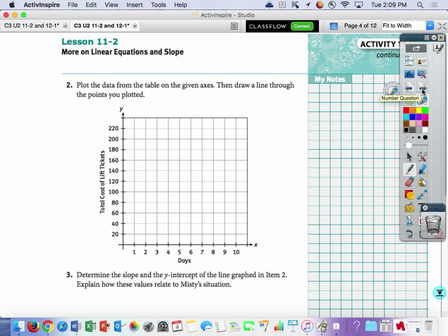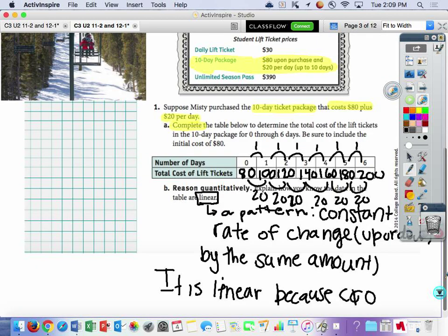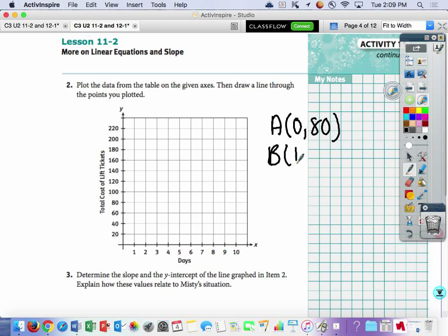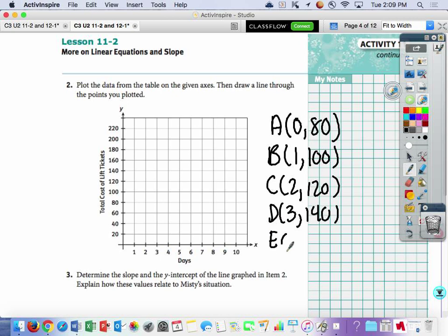Alright, plot the data from the table on the given axes, then draw a line through the points you plotted. So I'm going to do A. A is going to be 0, 80, because if we look back at our table, here I can go down here, it was 0 and 80. Okay, then we're going to go B, which is 1, 100. C is going to be 2, 120, so you're just following that table until you have paired up everything. And you should have 6 points when you are done. This last one's going to be 6 and 200.